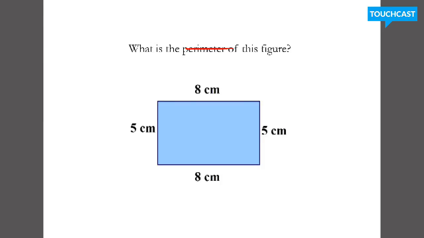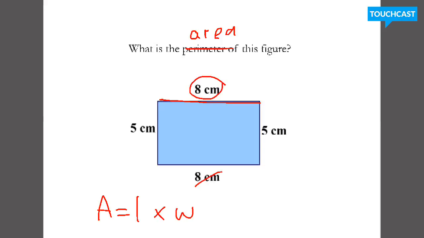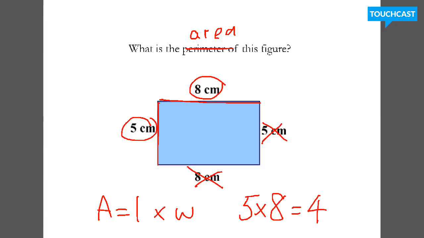What is now the area of this figure? Go ahead and solve. Alright, my friends, we are back. So we know that once again, area equals length times width. So we know the length is the long side. Here we are. I'm going to circle this. We don't need this because it's the same. And width is the shorter side. Well, there's 5. So I'm going to circle this and cross this out. So if area equals length times width, area is 5 times 8, or 8 times 5. That would equal 40 centimeters squared.